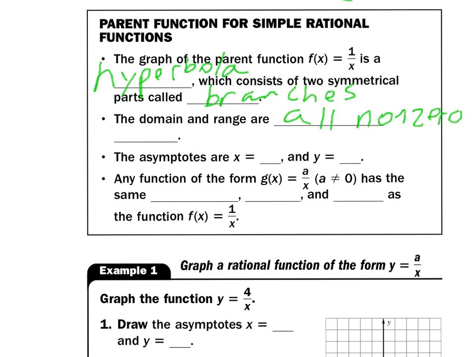The domain and the range of this would be all non-zero reals. Sorry for, once again, the terrible handwriting. The asymptotes would then be x equals 0 and y equals 0, since the function can't exist where it equals 0. And any function of the form g of x equals a over x, where a can never equal 0, has the same asymptotes.